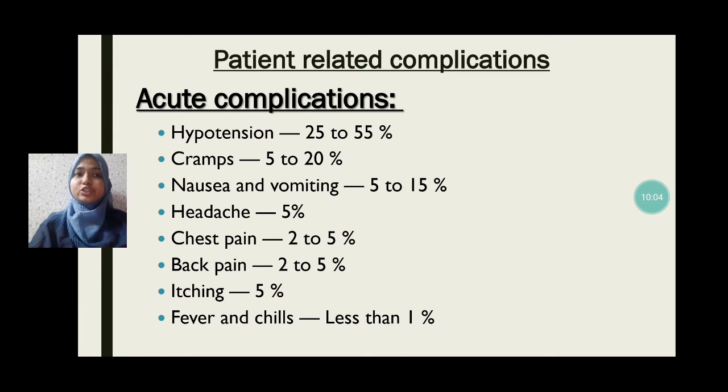Moving on to patient related complications, we have already covered dialysis related complications and circuit related complications. Now patient related complications are acute complications and long term complications. In acute complications, you will see hypotension, cramps, nausea and vomiting, headache, chest pain, back pain, itching, fevers and chills. You can see the amount of patients that may get hypotension, and fever and chills are seen in less than 1% to 2% of patients.